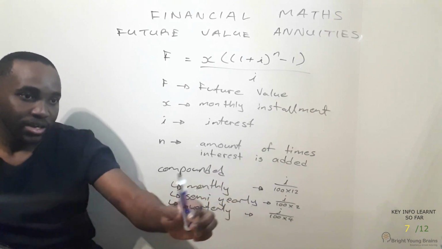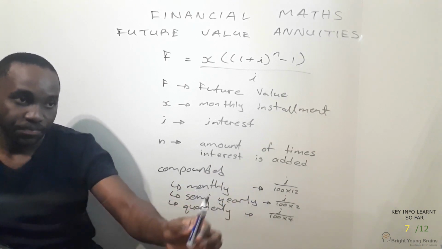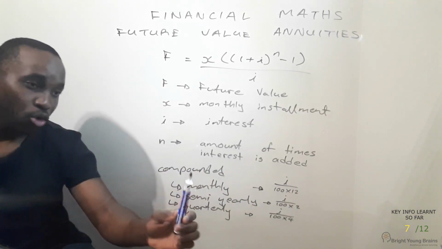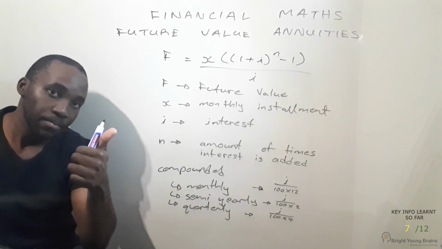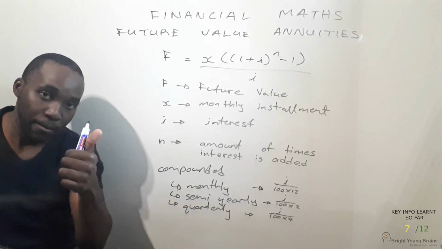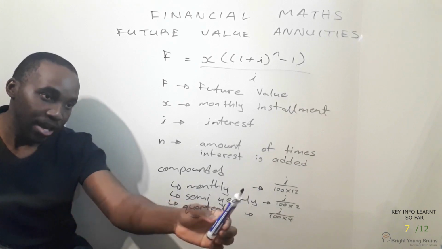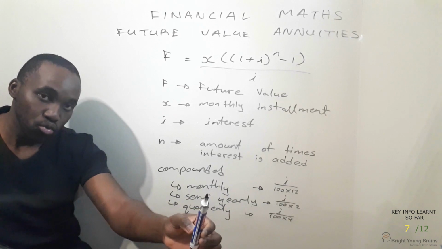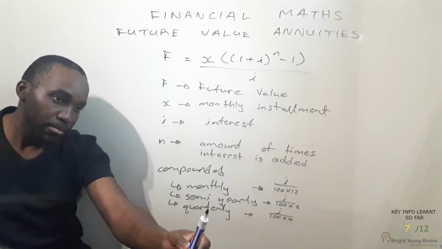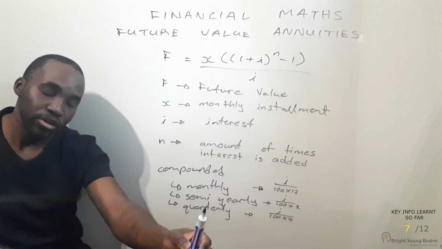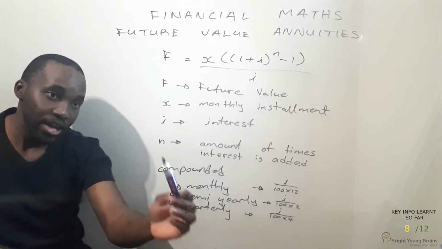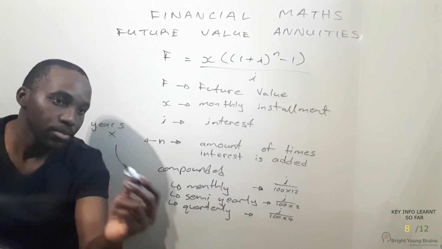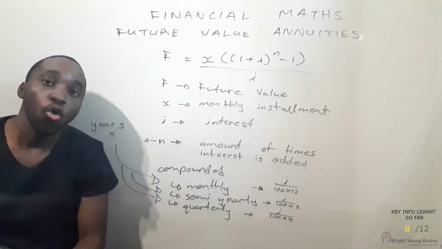Now, what you want to keep in mind is, depending on your given description, it will also always affect your value for N. Your value for N will always be the amount of years that you are going to be investing that amount of money, multiplied by 12 if it's compounded monthly, multiplied by 2 if it's compounded semi-yearly, and multiplied by 4 if it's compounded quarterly. So that's what you want to keep in mind. N will always be your years multiplied by one of these all the time.